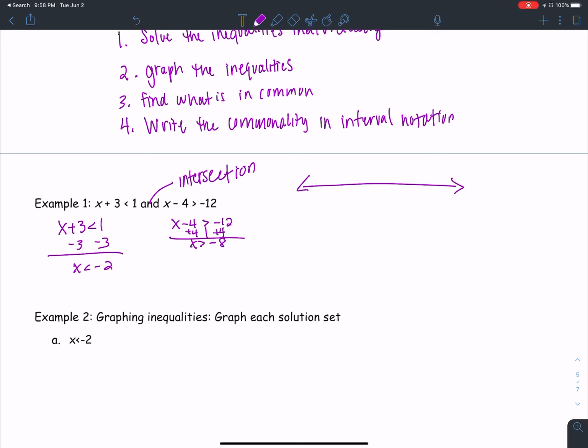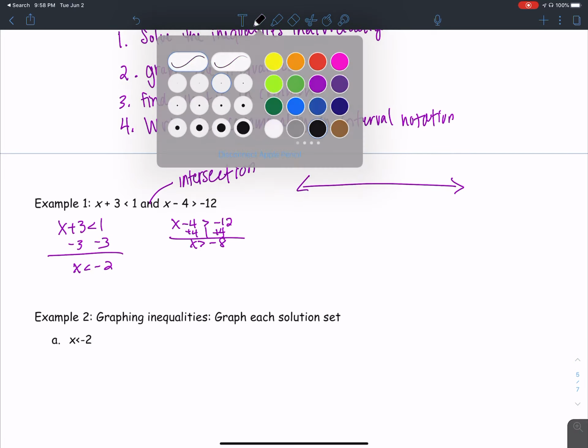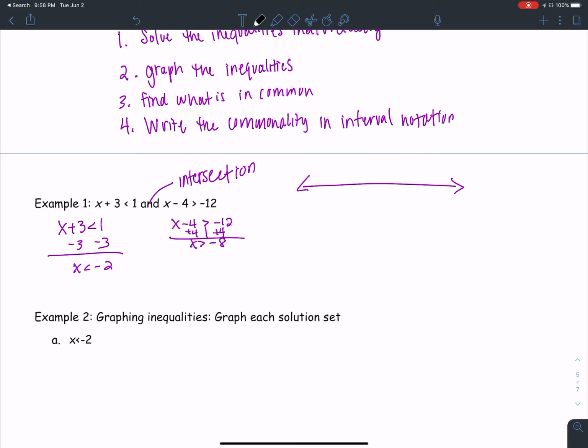We're going to graph them on the same graph, though. I'm going to use two different colors, so let me start with black. I've got negative 2 and negative 8, and negative 8 is less than negative 2. On one side it says x is less than negative 2, so from what we learned before, we've got an open circle, and I took it all on that side.